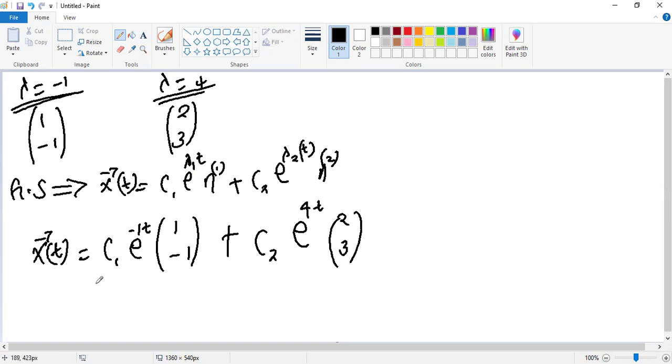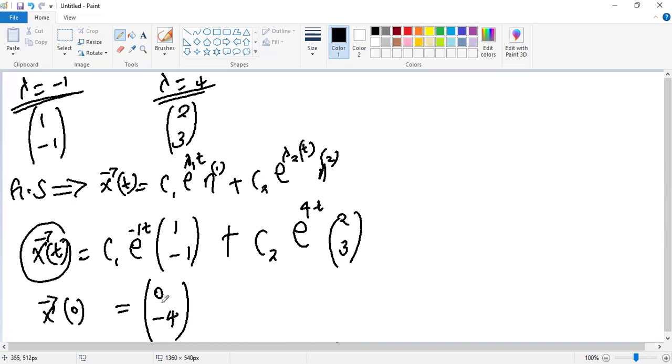Now we need to find the constants because we've been given the initial conditions. The conditions that we were given are, let me write them down. We were told x bar of 0 is equal to (0, -4). Let's interpret this condition. x bar of 0 means when t is what? When t is 0, this whole thing is (0, -4). So if I rewrite this here, x bar of t is what? (0, -4). When? When t is 0. Put 0 where there is t.